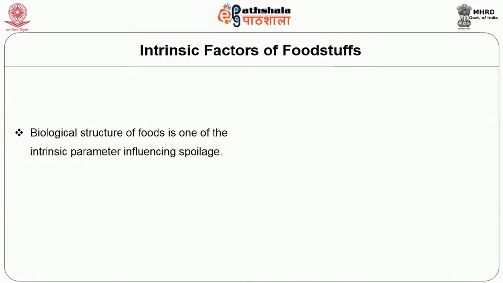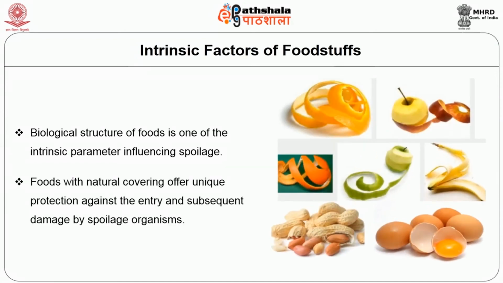Biological structure of foods is one of the intrinsic parameters influencing spoilage. Foods with natural covering offer unique protection against the entry and subsequent damage by spoilage organisms, for example, peels of fruits and vegetables and hard shells of nuts, seeds and eggs. But once the covering is damaged, the product will undergo rapid microbial spoilage.